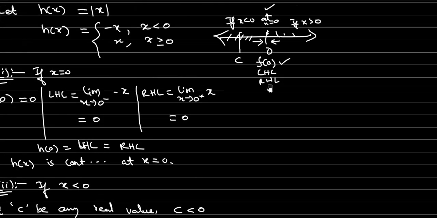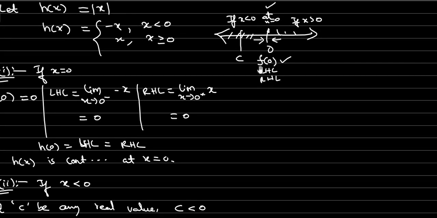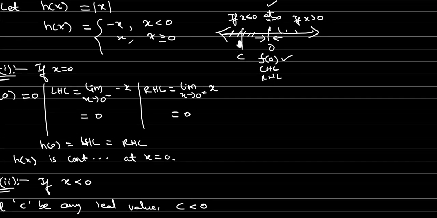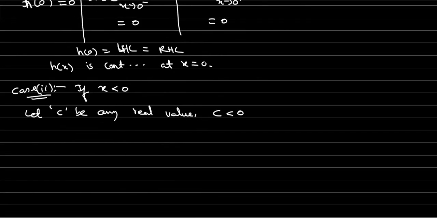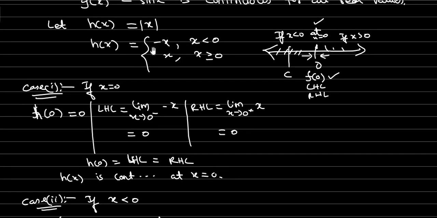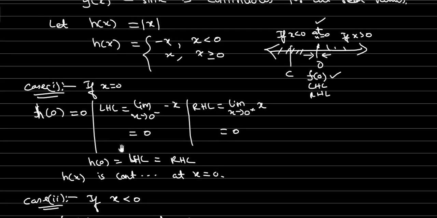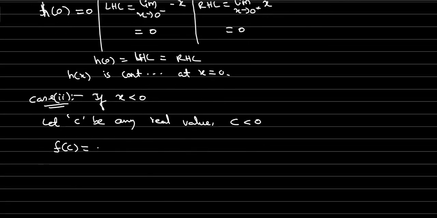As I told you, to check the continuity we need three things: f of 0, left hand limit, and right hand limit. In the same way, for c we need f of c, left hand limit, and right hand limit. Now we'll find f of c. What is the condition for c? C is less than 0. If it is less than 0, the function h of x equals minus x, so h of c will be minus c.